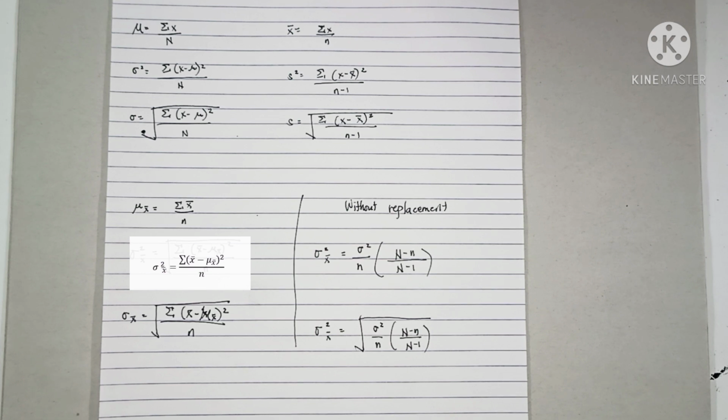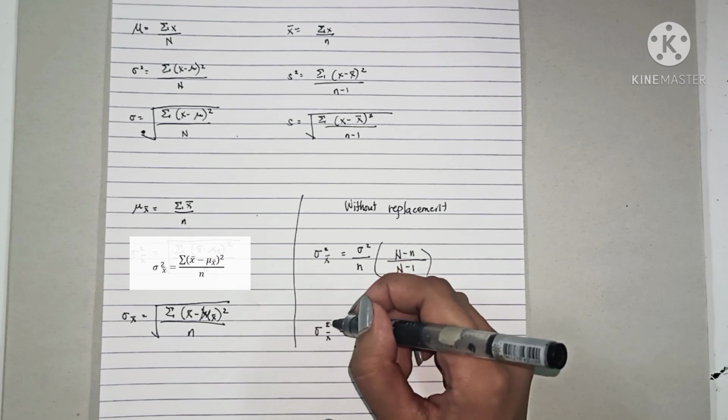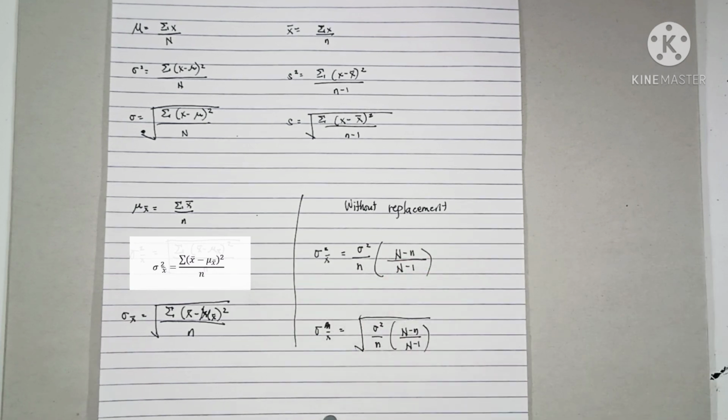And for the sigma sub x bar, so wala pong exponent na. Sigma sub x bar is equal to the square root of sigma squared over n multiplied by the quantity capital N minus small n over capital N minus 1. Okay? So, ito yung mga formulas na gagamitin natin para mahanap si mean, variance, and SD of a population and of a sampling distribution of a sample mean.